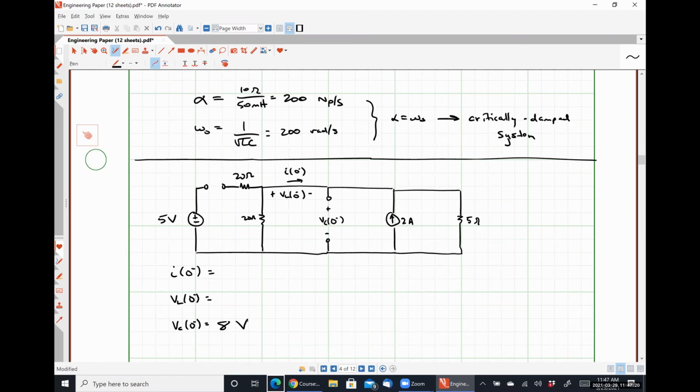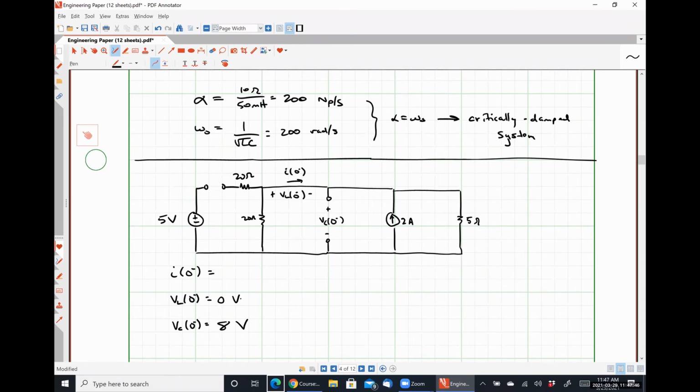All right. What's another quantity? VL is 0 because it has to be, right? It's a voltage drop over a short circuit. So we're left with I at 0 minus.